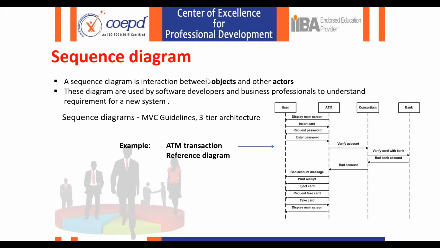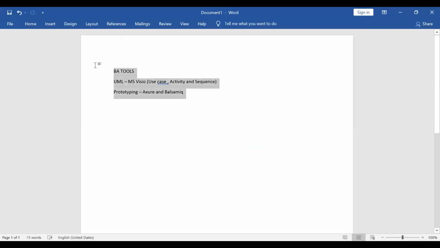Prototyping. Okay, for prototyping, I already said. Let's take a minute. Links. You can see my screen. This one, yes, the Word document. Okay, let's discuss. We completed three: MS Visio, Use Case Diagram, Activity, and Sequence. Okay, let's discuss Azure and Balsamiq right now.